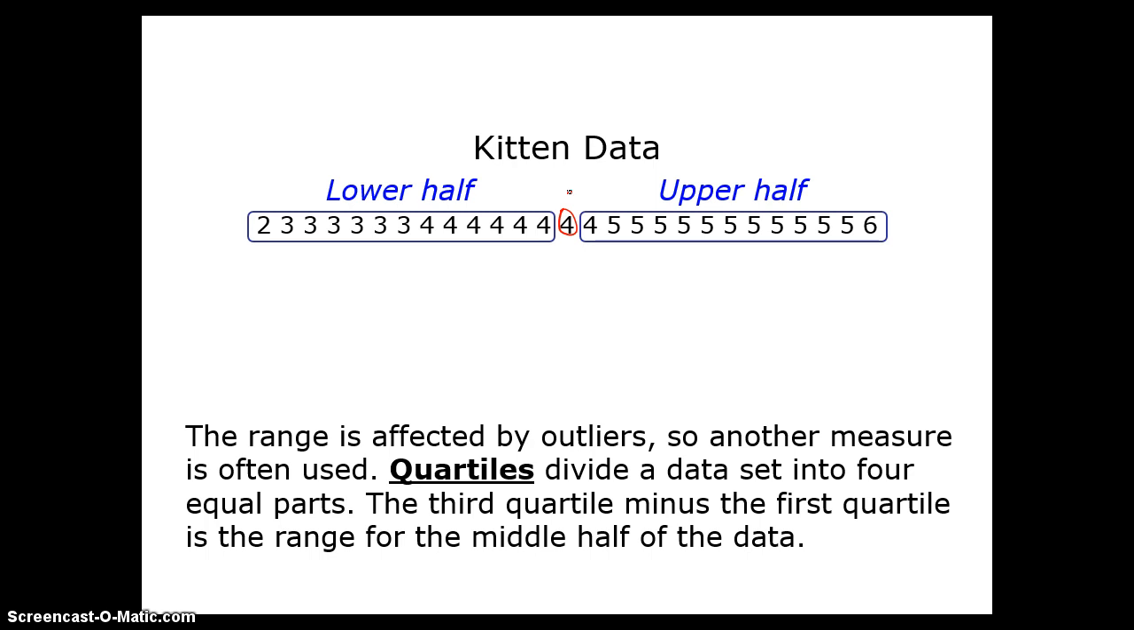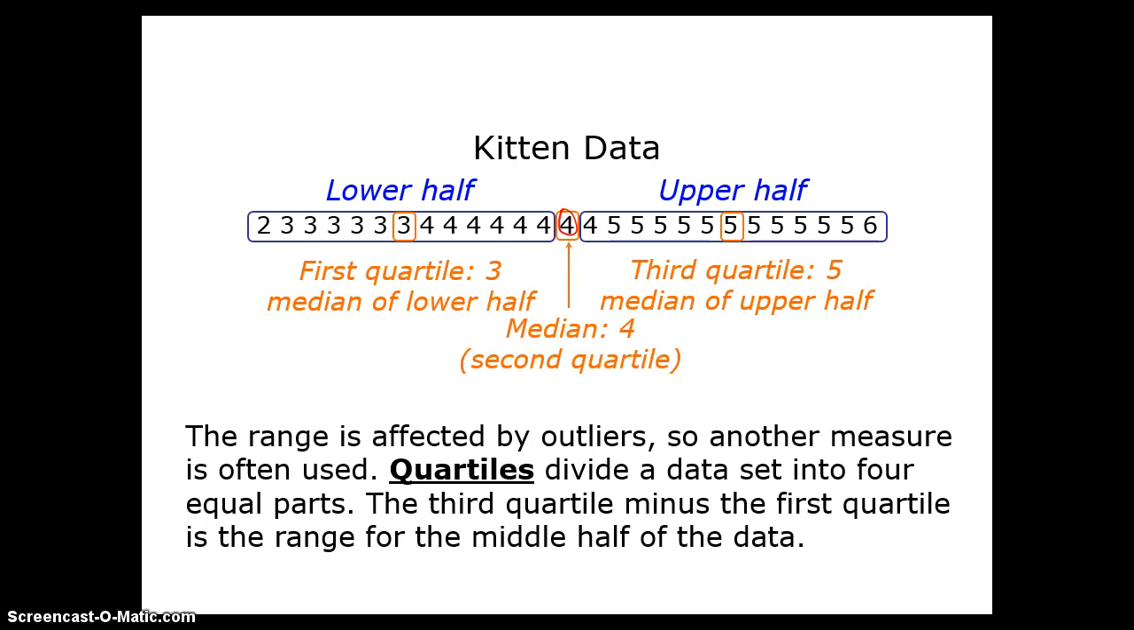Once I've found the median, I'm going to look at the lower half of the data. With just the lower half of the data, you're going to find the median of that half. Then you look at the upper half of the data and find the median of the upper half. The median of the lower half is our first quartile. The median of the upper half is our third quartile. And the median of the entire data set is also referred to as the second quartile.